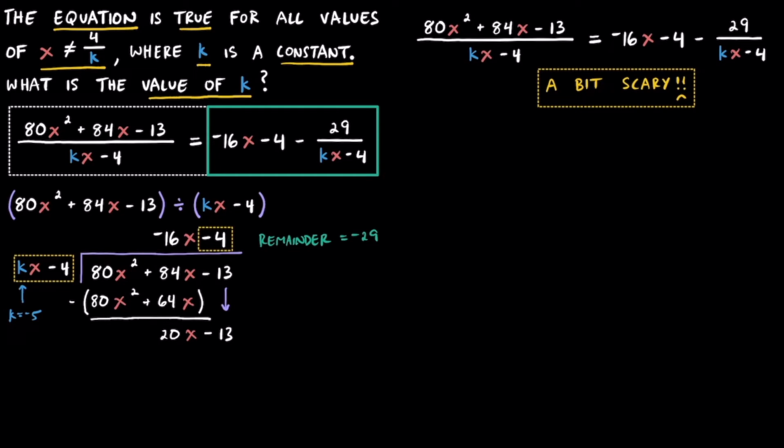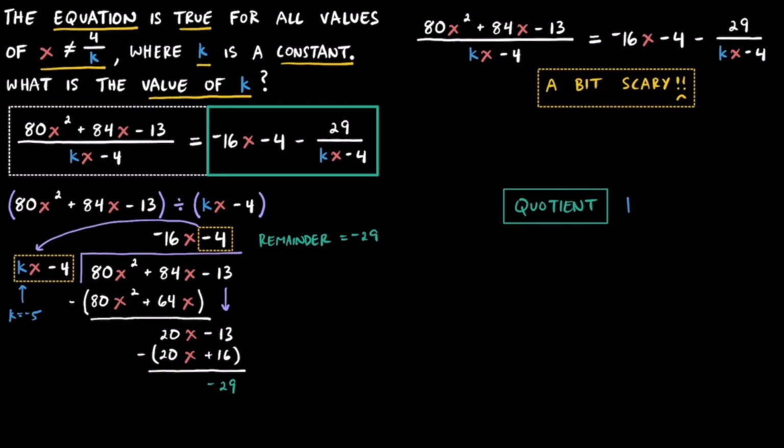Just to confirm that everything still checks out, multiplying this negative 4 times negative 5x, we're going to get positive 20x, and negative 4 times negative 4 is going to be positive 16. We'll give this line a hug just like earlier and then subtract to find the remainder, and the 20x's will cancel out, and negative 13 minus 16 is equal to negative 29, the remainder that we were supposed to have from the beginning. So just to wrap things up, when k is equal to negative 5, the quotient to this division problem, or the answer to a division problem, is going to be negative 16x minus 4 minus 29 over kx minus 4.